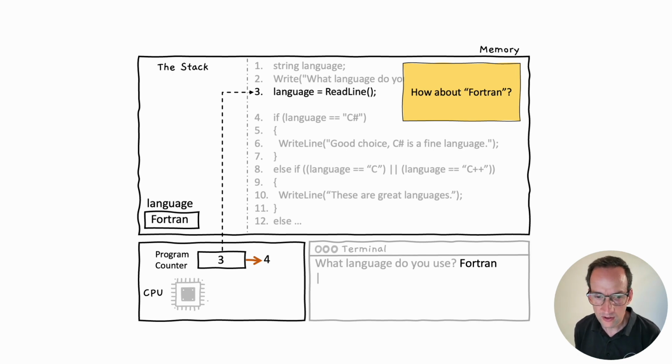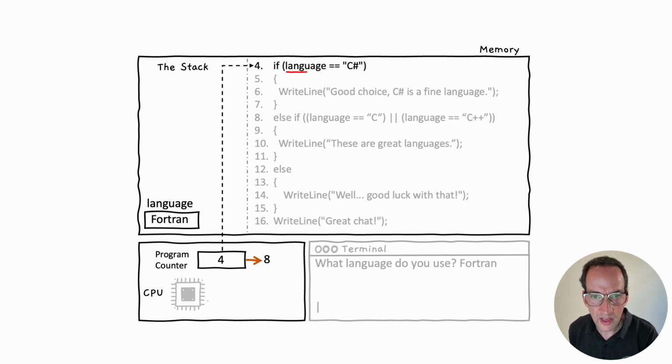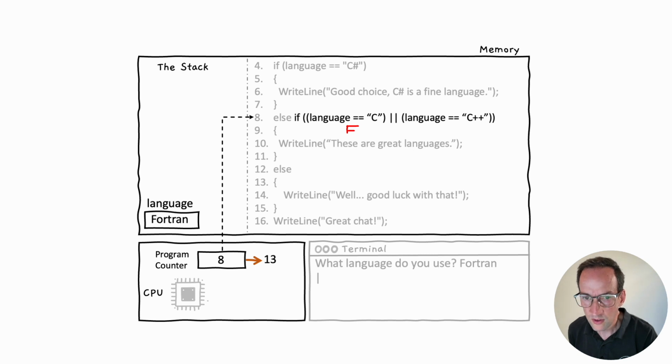All right, so the user has entered Fortran down here, and so we've stored that in the variable on the stack. When we get to the comparison, does language equal C# is false. So this means that we jump over the writing out to the else and into the next if statement. We check if the language equals C or the language equals C++. Fortran does not equal C, so the result of that is going to be false. Language does not equal C++, so the result of that is false. So Fortran does not equal C++, Fortran does not equal C.